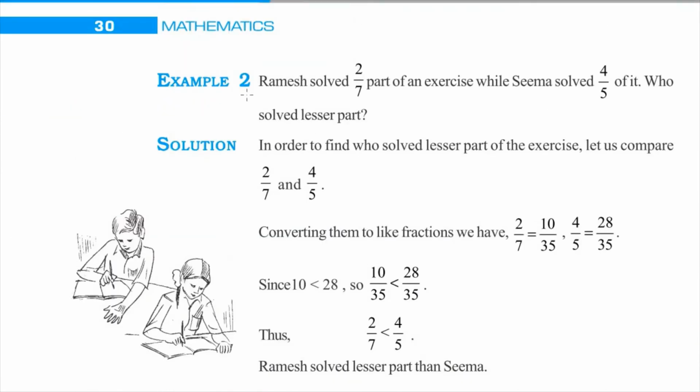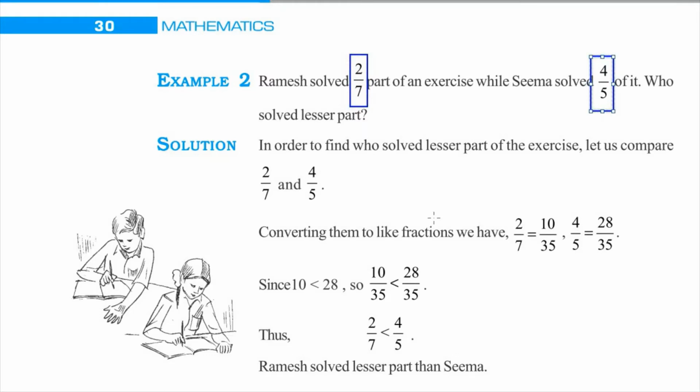Up next, we have example 2. Ramesh solved 2 by 7 part of an exercise while Seema solved 4 by 5 of it. Who solved the lesser part? So we need to compare these two fractions, 2 by 7 and 4 by 5.